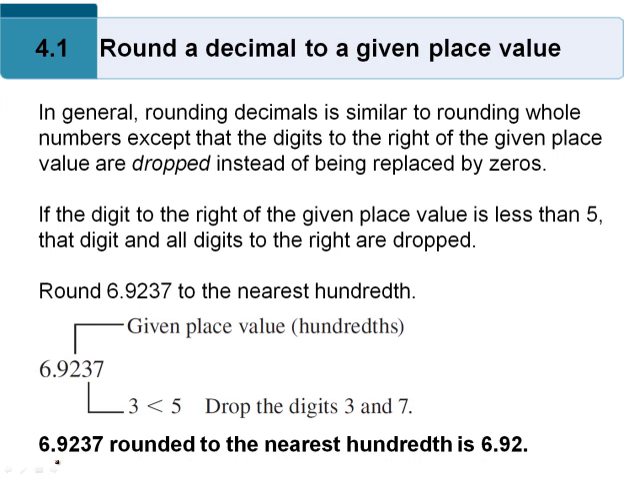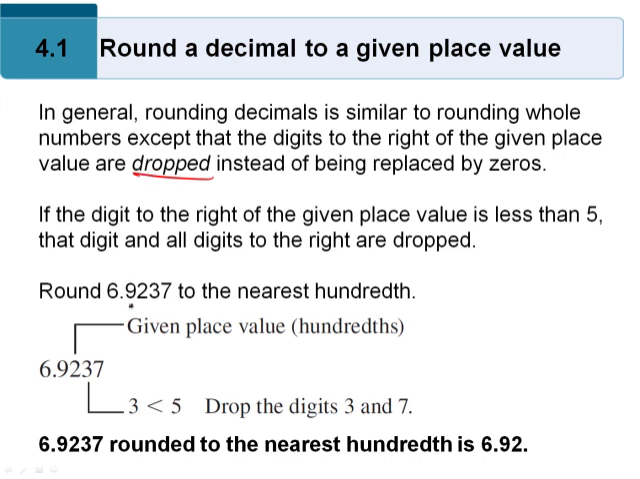They will tell you what place value they want you to round the decimal off to. So it's the same rules that you use when you round whole numbers, except instead of changing all of those digits to the right to zeros, we completely drop them off when we round decimals. So remember, if the digit to the right of our given place value number is less than 5, then all the digits are dropped and our place value digit stays the same. So look at this example.